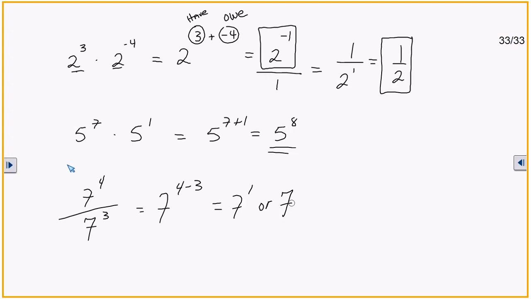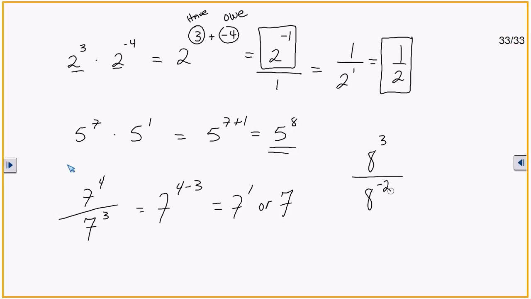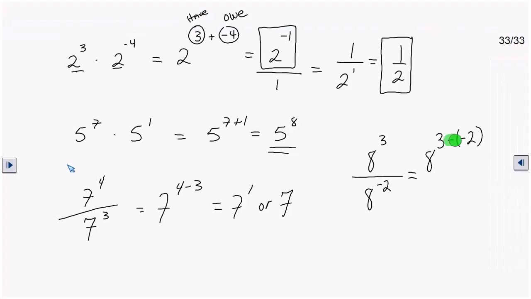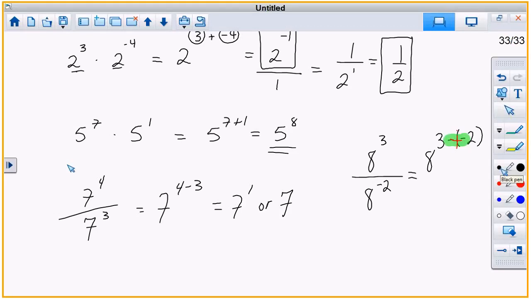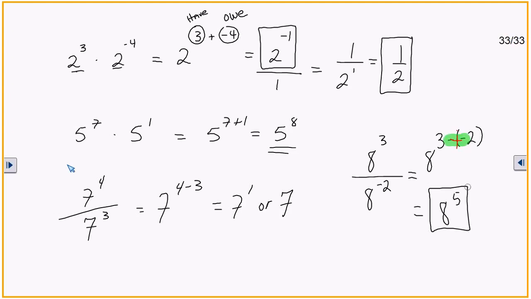And then, of course, if we have a negative in there, 8 to the 3rd divided by 8 to the negative 2, that's equal to 8 to the 3 minus a negative 2. And remember our rule from the previous, that turns into a plus. So that means we have 8 to the 5th power. So there are 4 examples, and those are the examples that you will see in scientific notation. Product rule and quotient rule.